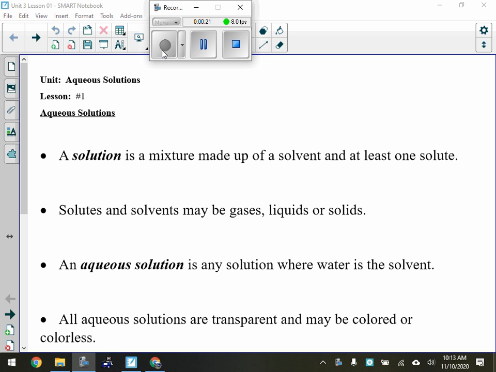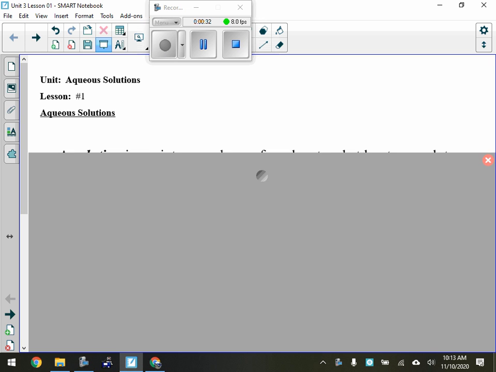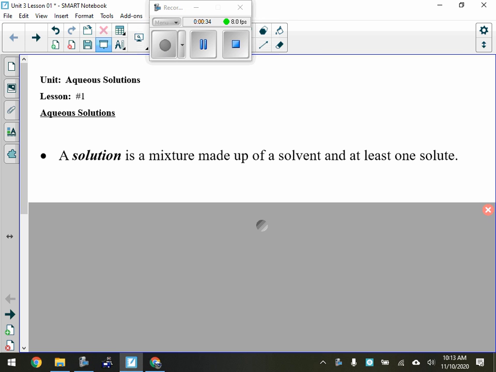Very important definitions in this unit that we need to know, okay? You've got to fill in some stuff here because you don't have all this. We're going to talk about solutions. A solution is a mixture made up of a solvent and at least one solute. For example, if you take sugar and put it into water, sugar would be the solute, water would be the solvent. Or salt into water: sodium chloride would be the solute, and water the solvent in that case.